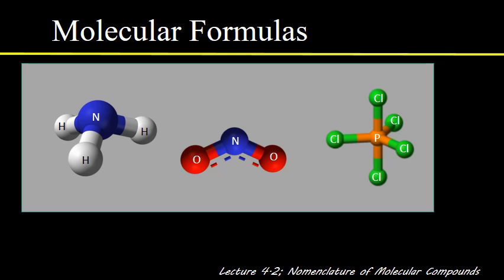Okay, so just a brief reminder, molecular formulas describe the structure of a compound. We write the atomic symbols, and then we use subscripts to indicate the number of atoms of each element. So this first one with 1 nitrogen and 3 hydrogens, we would write as NH3, right?